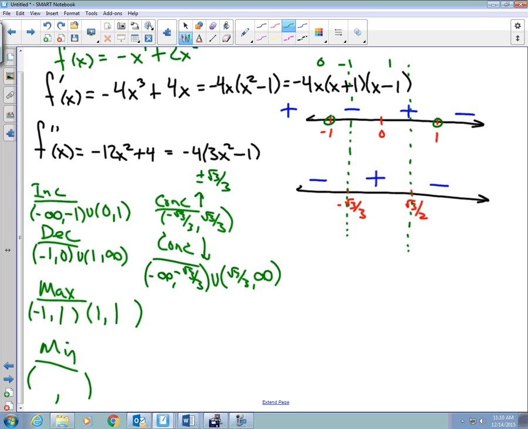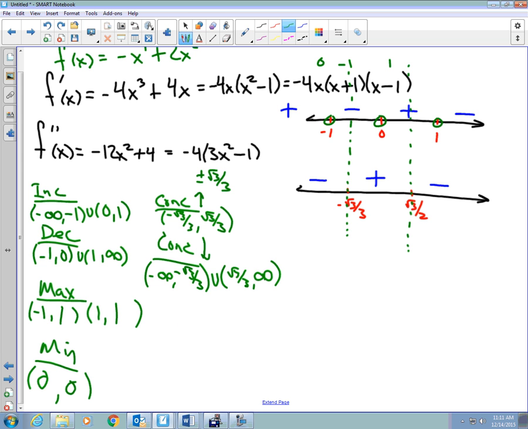The minimum occurs when the first derivative changes from negative to positive. So it looks like at 0, the first derivative changes from negative to positive. At a local minimum, am I concave up or concave down? Concave up. And you can see you are concave up at 0. So we have a local minimum at 0. Plug in 0 and you get 0.